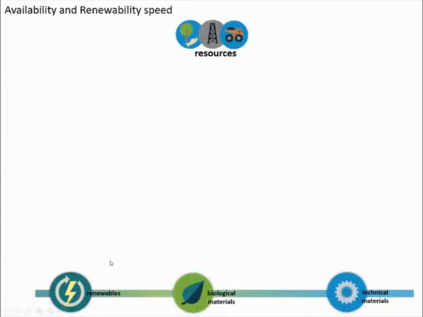Now very simple. If we have a line of renewable resources, biological materials, and technical materials, where would you put your resource? Should it be on the far left, on the far right, or somewhere in the middle?